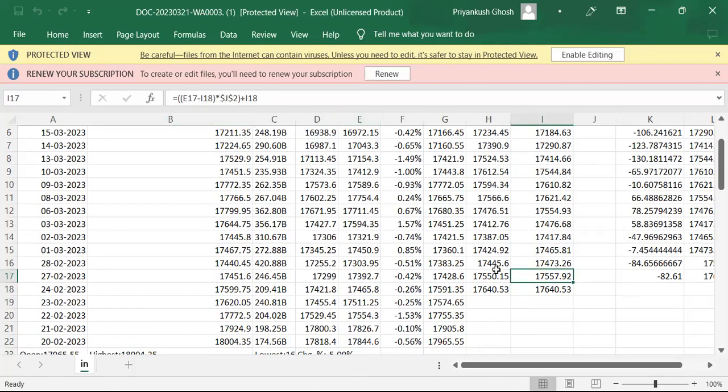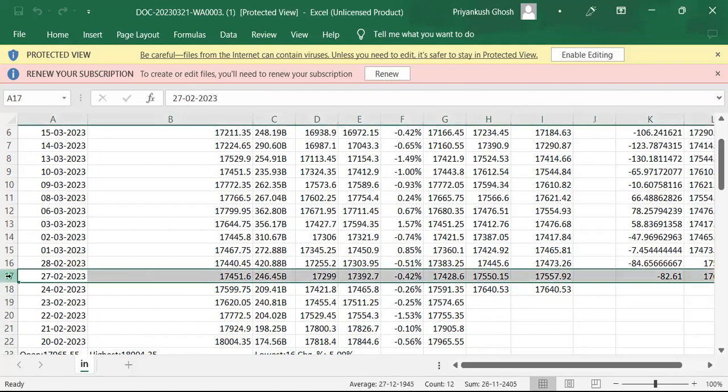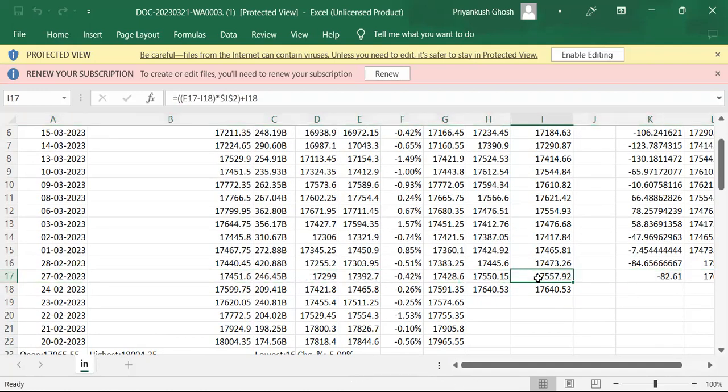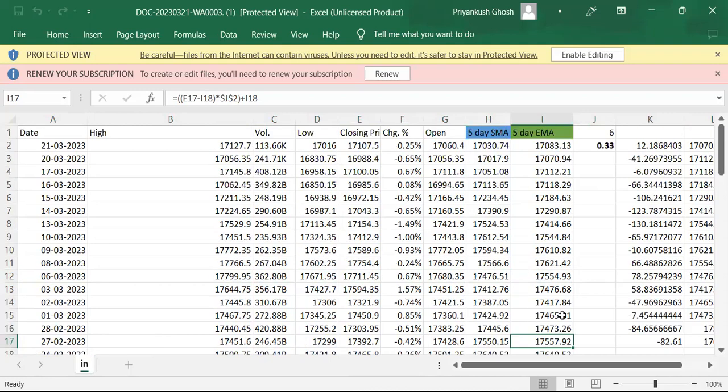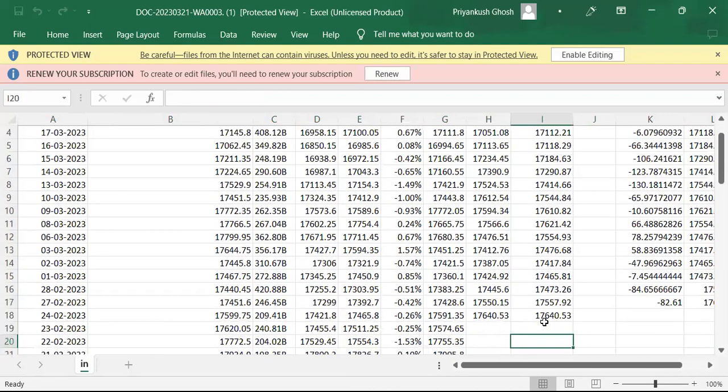E17 minus I18. E17 is the closing, so I am calculating the exponential moving average of this day. Right. So what is the closing price of this day? E17 is 17,392.7 minus I18. I18 is 17,640.53 into J2. The J2 is your 0.33, right? Plus I18. So that is plus I18, the previous exponential. So this is my formula: E17 minus I18 into J2 plus I18.